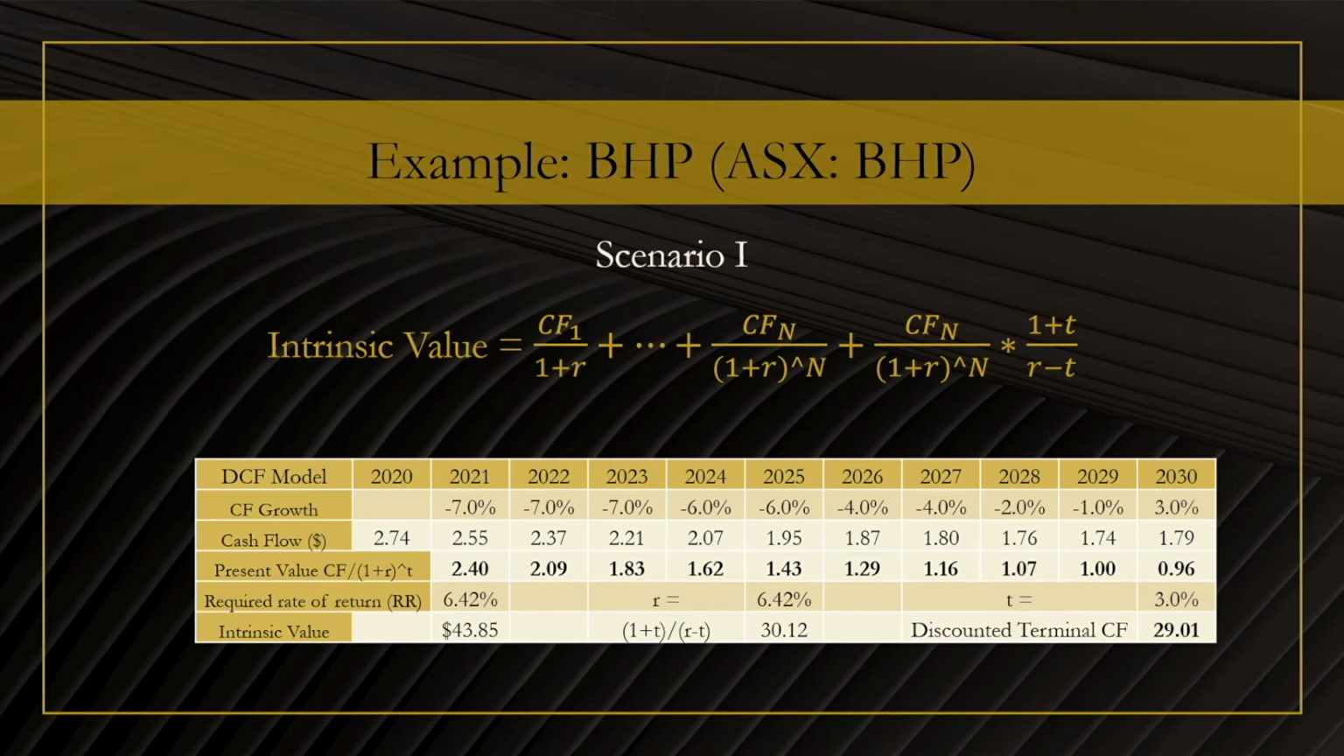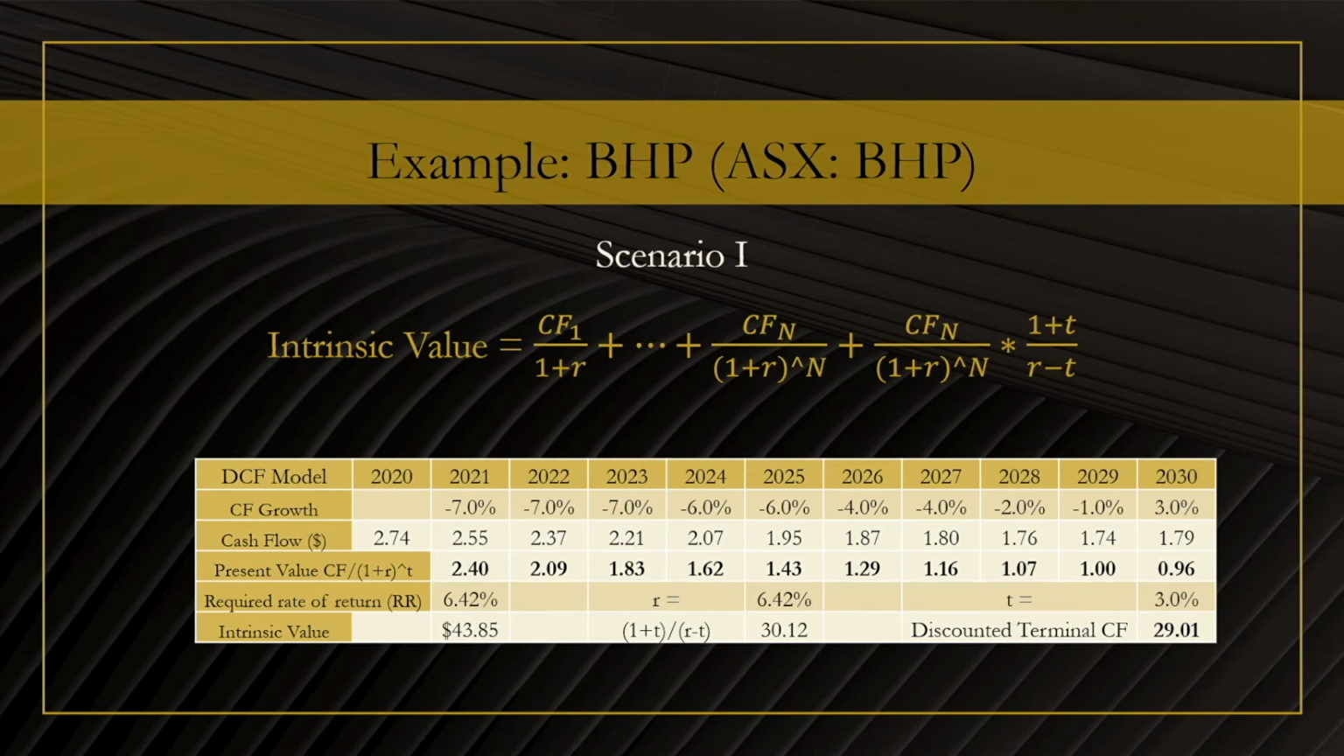Okay, now let's have a look at the numbers. So we see the free cash flow for 2021 is 2.74 minus 7%, which is 2.55. And discounting that to present, meaning divided by 1 plus R, gives 2.40. For 2022, the free cash flow drops to 2.37, and discounting that to present, or divided by 1 plus R squared, gives us 2.09. Continuing this way, we get all the first 10 terms.